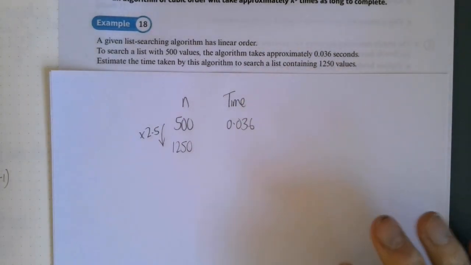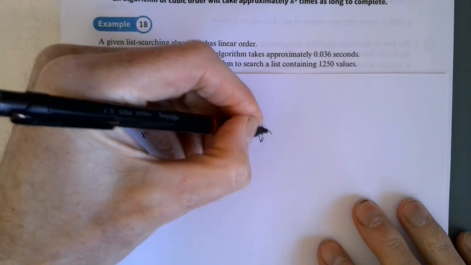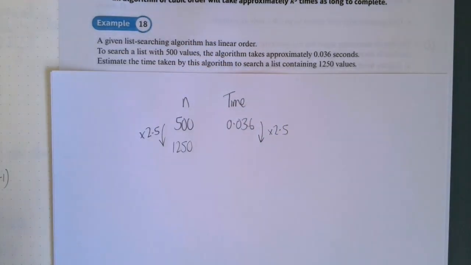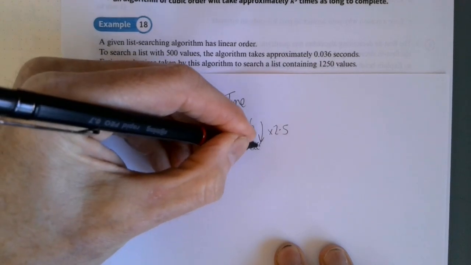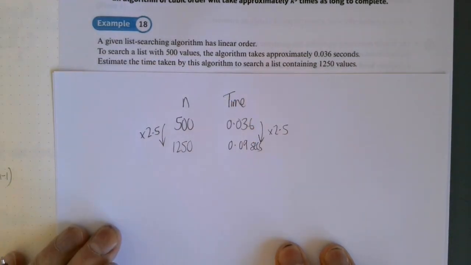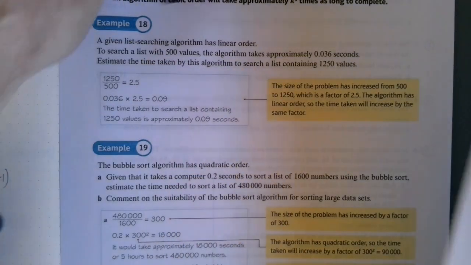And it's a linear algorithm, so that means the time will also increase by 2.5. So we've got 0.036 times 2.5. So that's 0.09 seconds. Okay, and what about bubble sort?